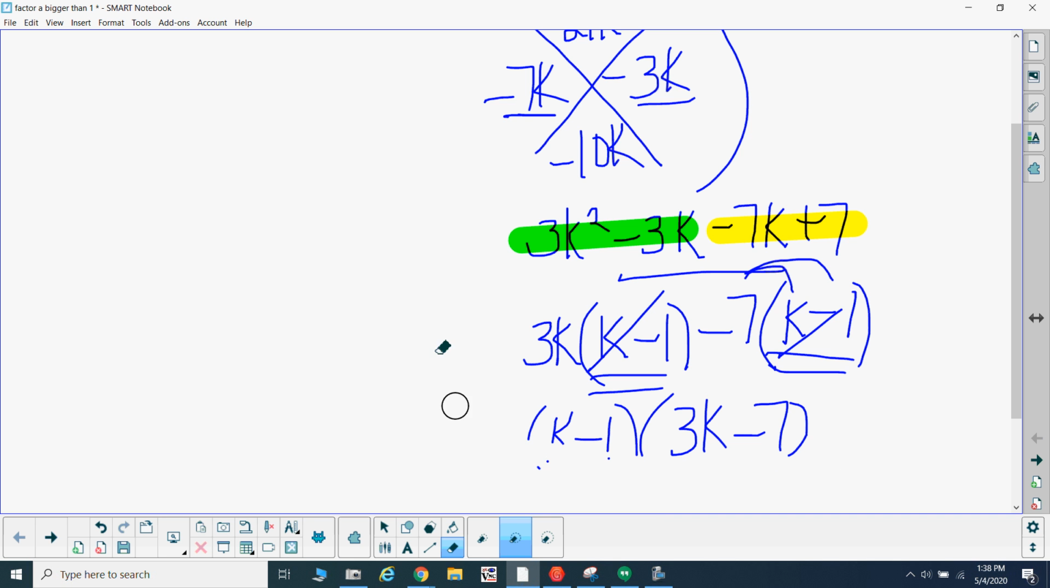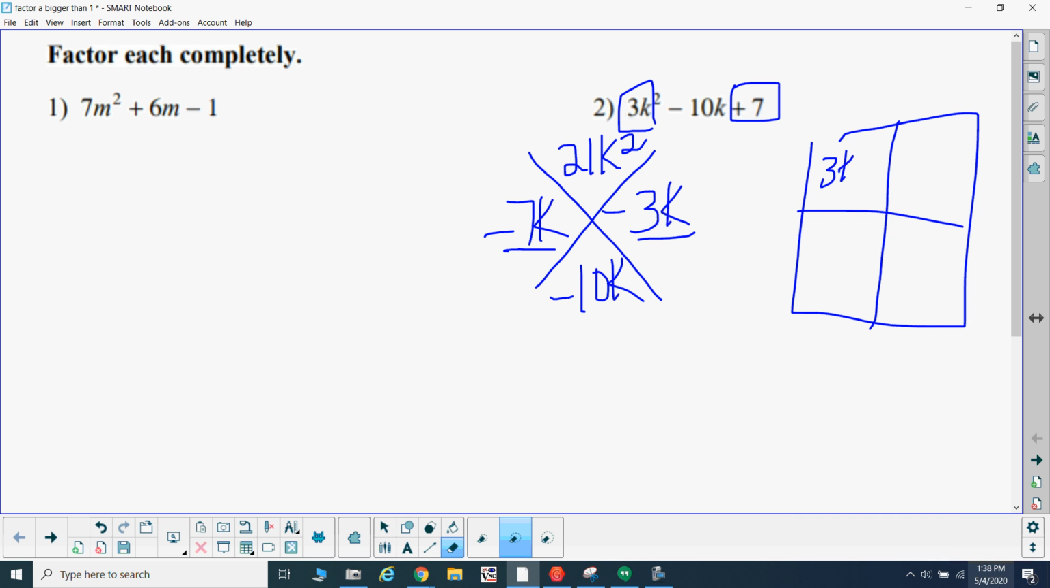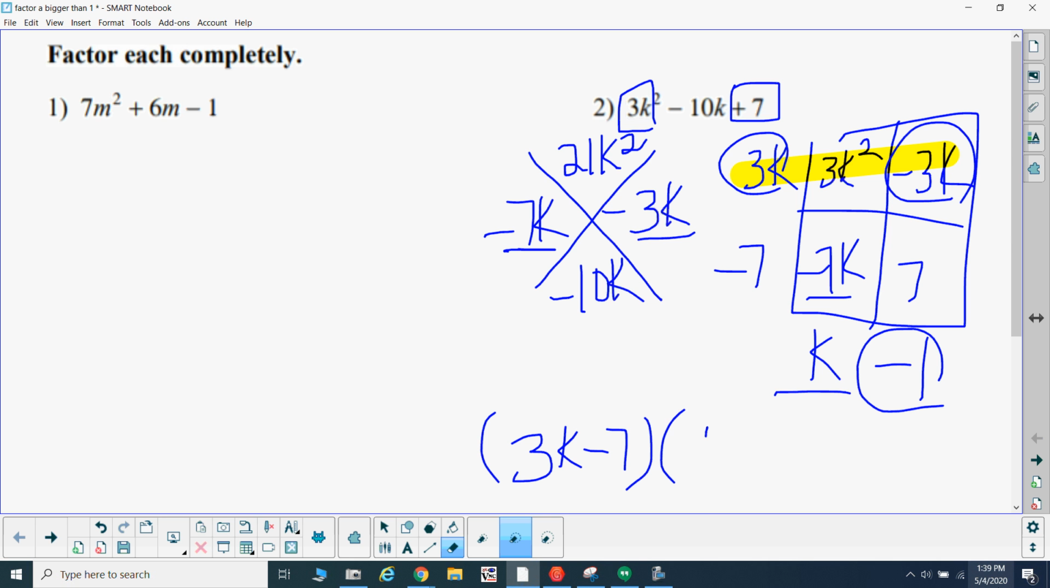Now, if we wanted to go back up here, we would have done that part exactly the same, right? So all we need to do is do this. This is a 3k squared. This would be a 7. We came up with negative 7k and negative 3k. And it's very similar in the fact that I'm looking for what do those two have in common. The greatest common factor is a 3k. And if that's a 3k, I know 3k times k will give me the 3k squared. Then k times negative 7 will give me this negative 7k. And then negative 7 times negative 1 would give me the 7. Or this negative 1 times 3k gives me this negative 3k. So my factors again, 3k minus 7 and k minus 1.